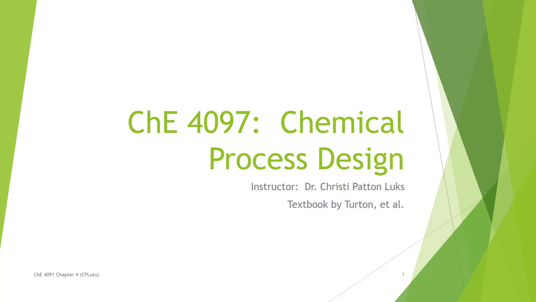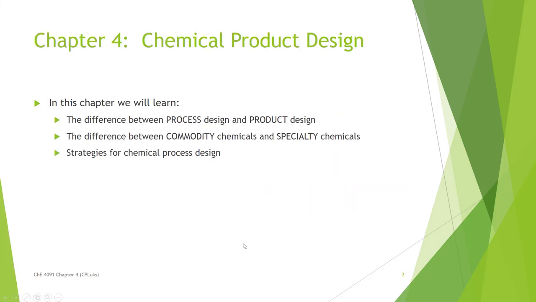And in this video for process design course, we are going to actually be looking at product design. So this is chapter 4 from the Turton textbook. And so what we're going to talk about is sort of what's the difference between process design and product design. What's the difference between a commodity chemical or a specialty chemical, and then some strategies for chemical product design.